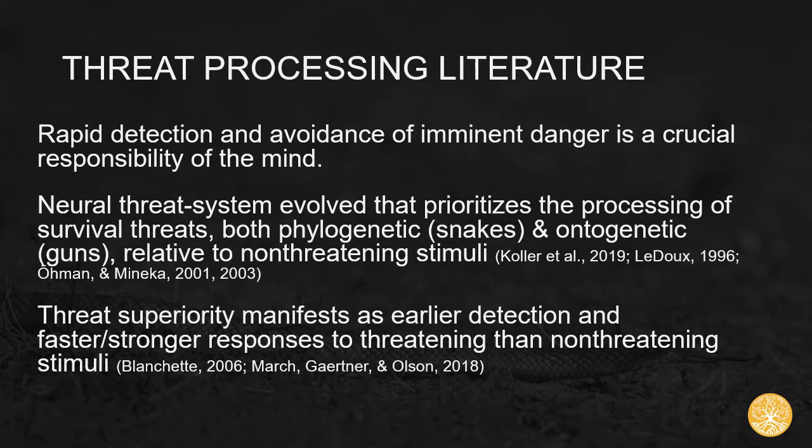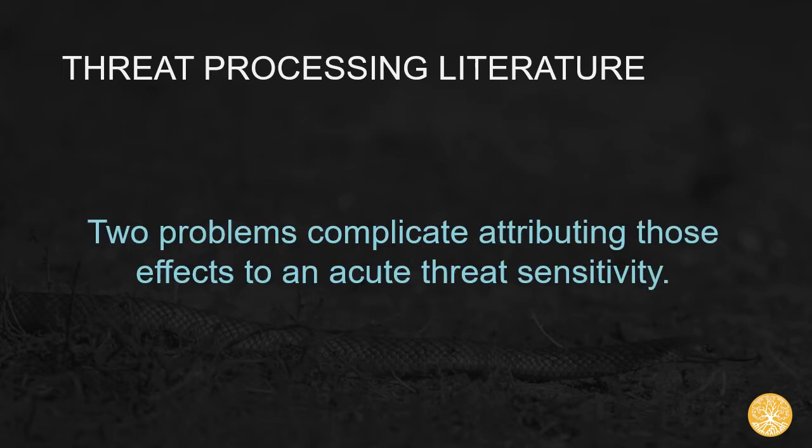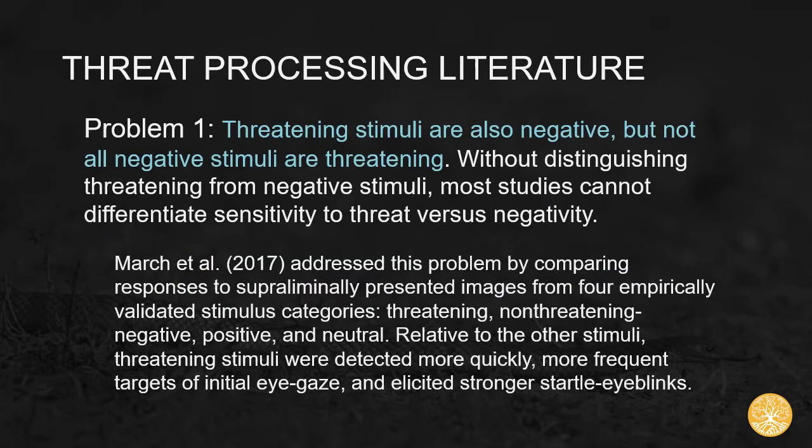We've shown this using both subliminal and supraliminal presentations, using all kinds of different physiological, neurological, and behavioral responses. But the point of my talk today is to make the case that there are two problems that complicate attributing those effects from all that literature to an acute threat sensitivity. So there's one problem, which has been addressed but remains relevant to the current work, that threatening stimuli are also negative. And without distinguishing threatening from negative stimuli, most studies cannot differentiate sensitivity to threat versus just a negativity bias.